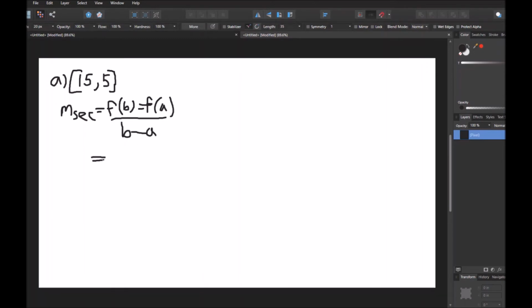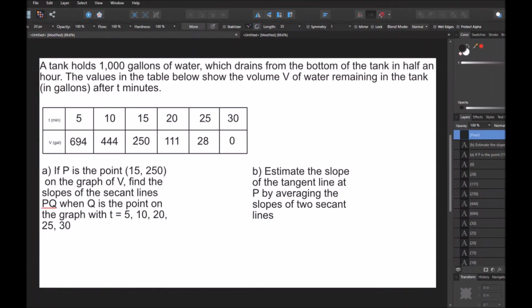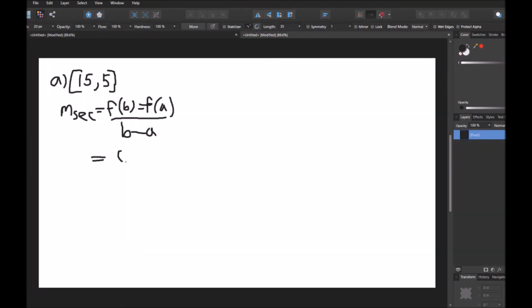And our f of b in this case is going to be our f of 5, and our f of 5 is 694. So I'm going to have 694 minus 250. And then our b and a values are just this right here. So our b value is going to be 5 minus 15. I don't know what 694 minus 250 is off the top of my head, so I'm going to get out my calculator and do that. So feel free, if you have a calculator near you, to go ahead and do that. So 694 minus 250 is 444, and 5 minus 15 is negative 10.